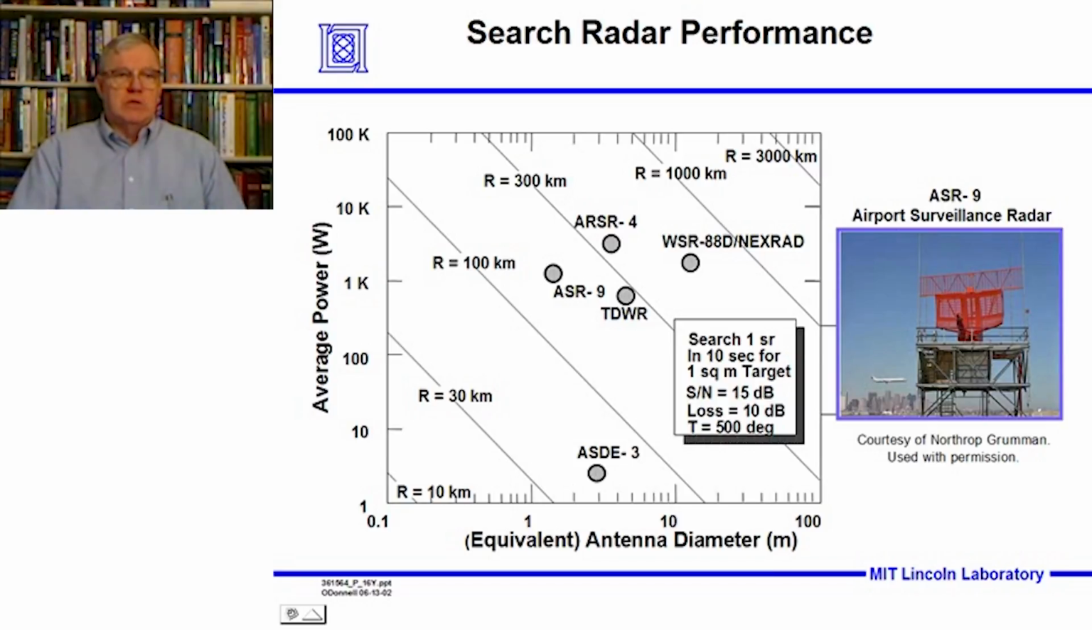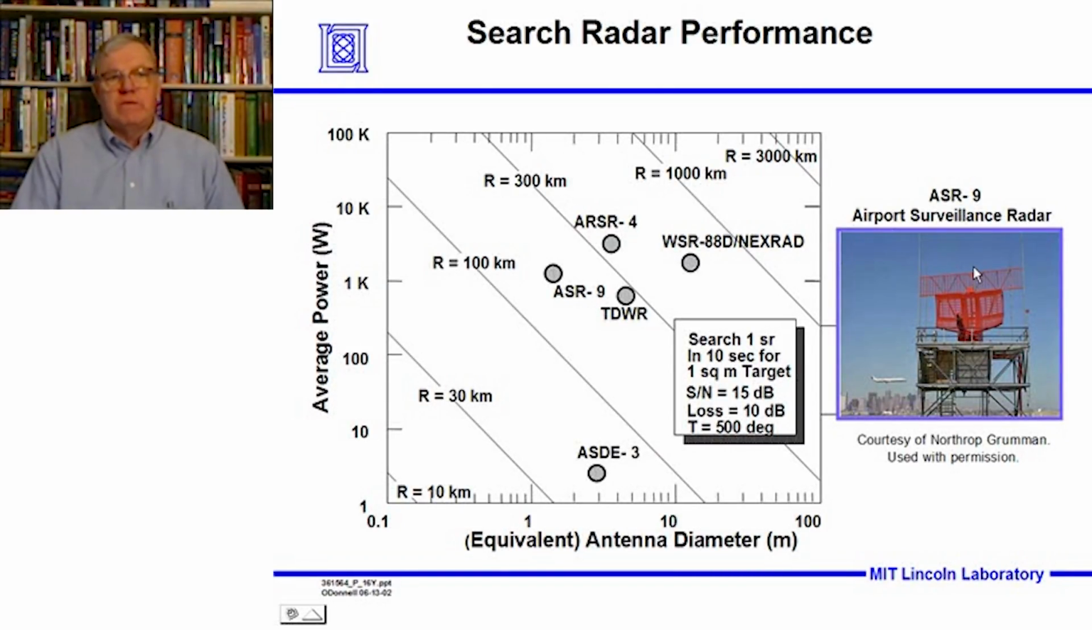Some of these radars, as you can see here, this airport surveillance radar, it's more rectangular. Paraboloid is a nice way to describe it. Rectangular surface. But if the surface was circular, what would be the equivalent diameter? And over here we plot the average power. And we're looking at the search radar performance. Now, first let's look at the airport surveillance radar.